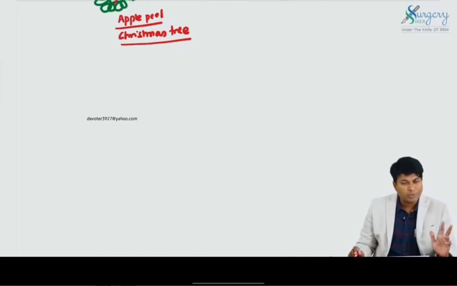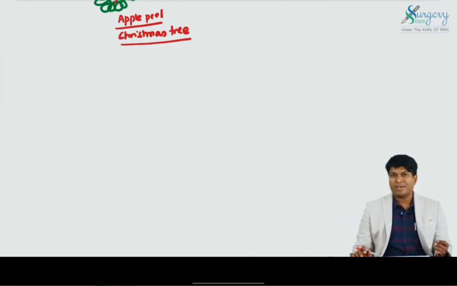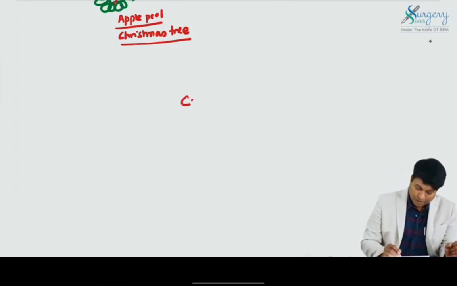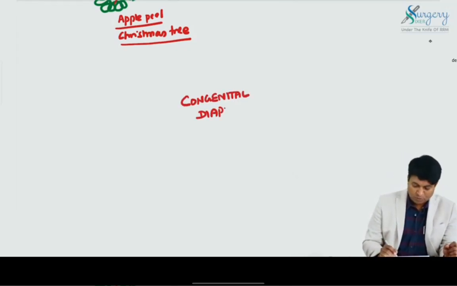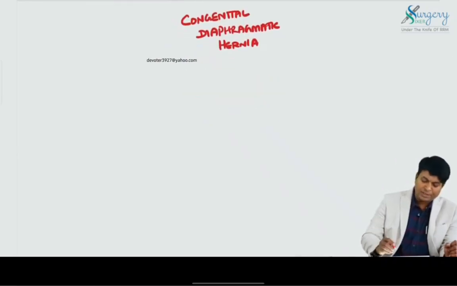For jejunal atresia, we have to dissect the atretic segment and anastomose the normal segments. Okay, so we have discussed number 1, abdominal wall defects, and 2, intestinal atresia. Now third, we are going to one of the interesting topics, congenital diaphragmatic hernias. All topics in this chapter are very small topics. This is not an acquired hernia we are discussing here, but congenital hernias.